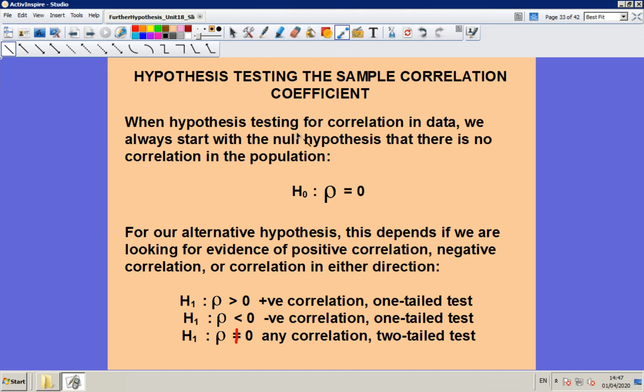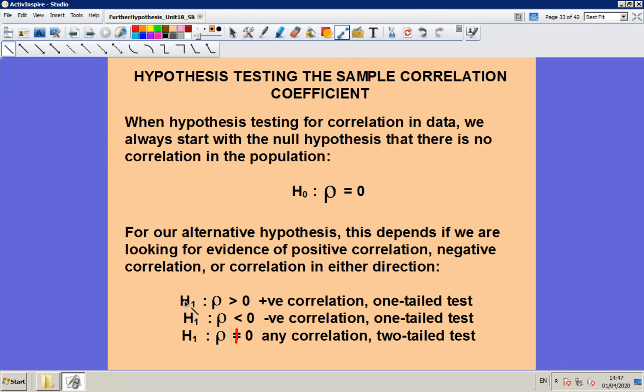Okay, then if we want to move on to hypothesis testing for the correlation coefficient, we start from the null hypothesis. So the status quo position to start from is that there is no correlation in the population. So our starting point is that rho is equal to 0. For our alternative hypothesis, that depends on whether we're looking for evidence of positive correlation between the two variables, negative correlation, or correlation in either direction.